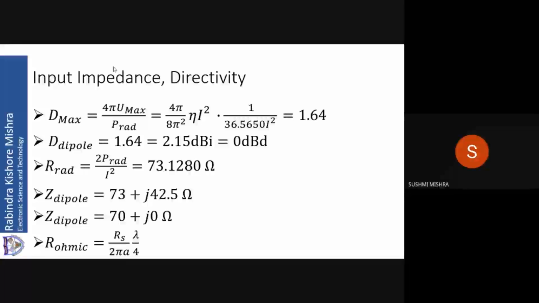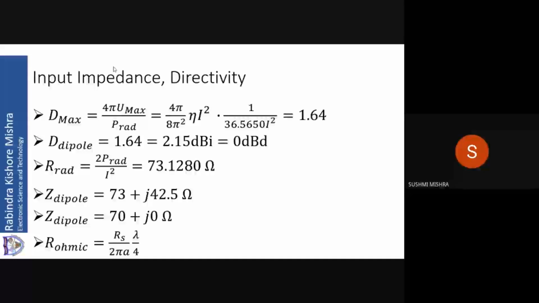Again, I am saying it is approximately, not exactly, because it comes from an integration. Integration is done by numerical methods. All numerical methods have some amount of error associated with it. So there is an error in this also. So P rad is equal to 36.5650 I square. Then we have got 4 pi remains as it is.